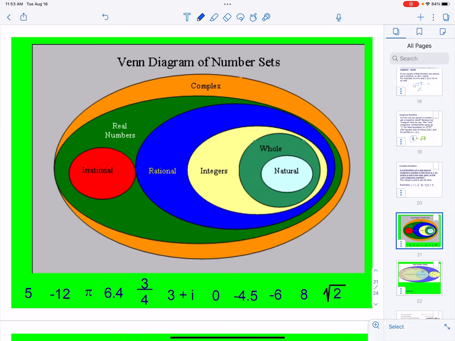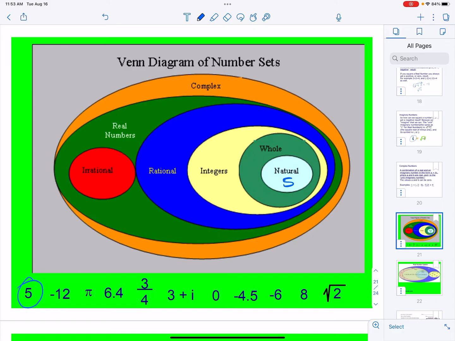I'm going to give you a list of numbers, and I want you to tell me what number sets they belong to. So if I gave you this number 5 right here, where would I put that number 5? Where could I put it? Would it be a natural number? Yes, because natural numbers are counting numbers. They're on your fingers. So we could put a 5 in the natural numbers.